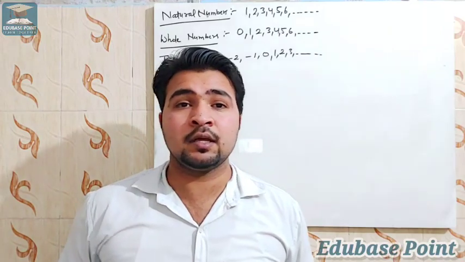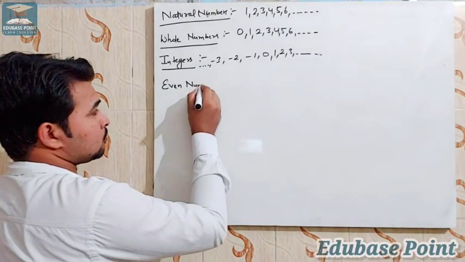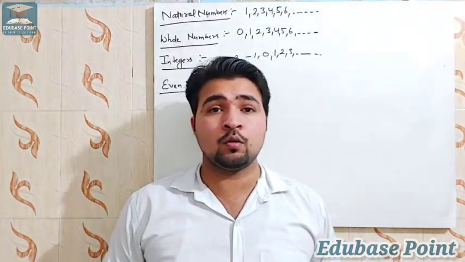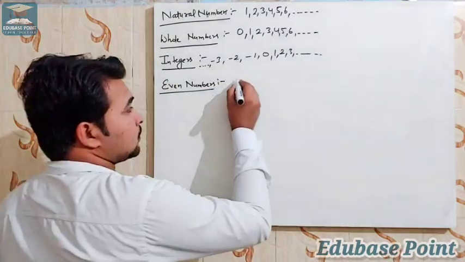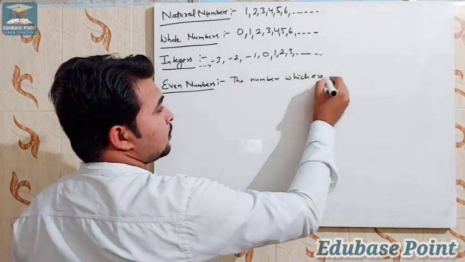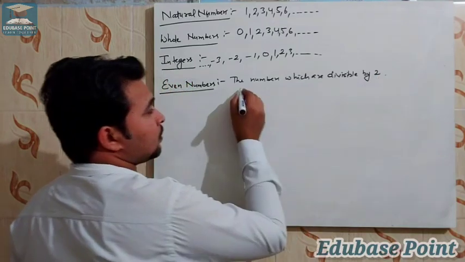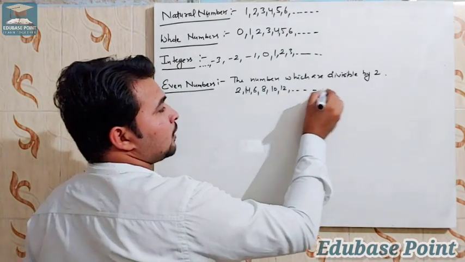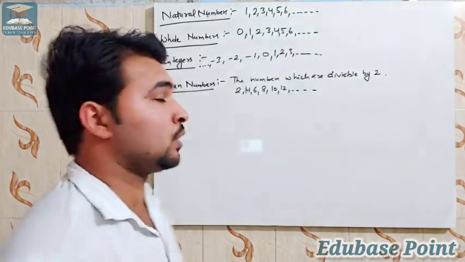So the next number is even number. Simply, you can say that even numbers are those numbers which are divisible by 2, that is, 2, 4, 6, 8, 10, 12 and so on. These are even numbers.